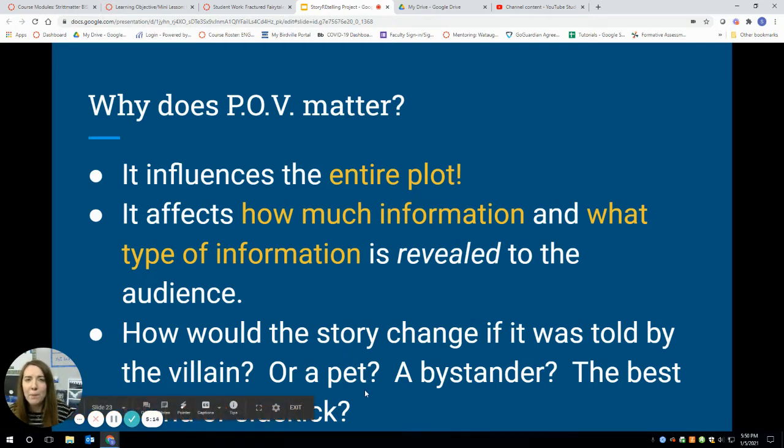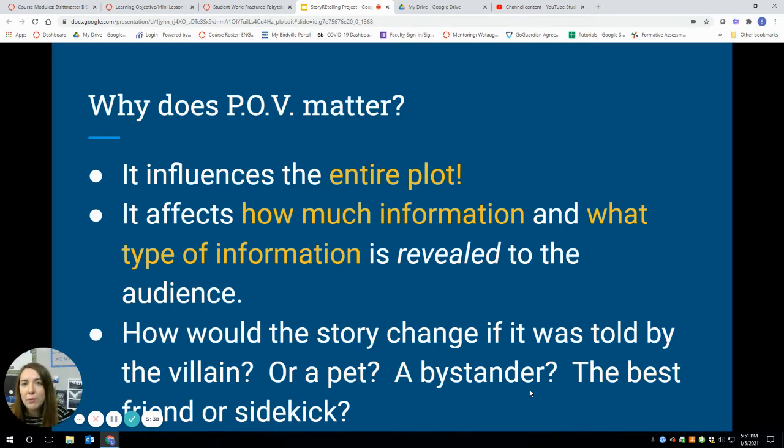What happens if you tell it from the pet's point of view? Hei Hei, the chicken in Moana, what would happen if you tell it from Hei Hei's perspective? Hei Hei's not really, like, all there. So the Hei Hei story would probably be pretty short. What if somebody was just a bystander? They were just watching things going on. So you tell the story of Harry Potter from just a random witch or wizard's point of view or a random student's point of view.